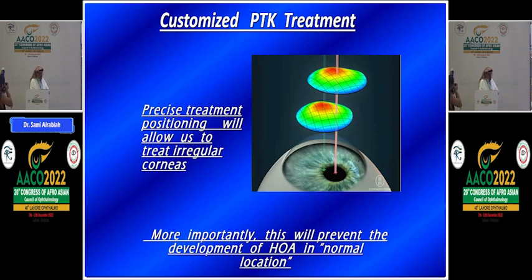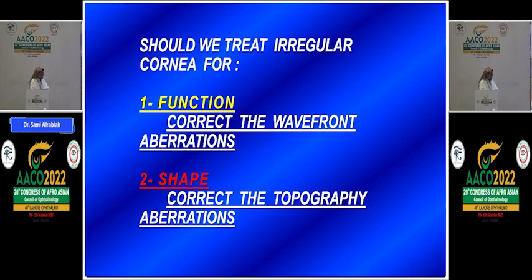And we can see here that if the eye is rotated and the energy is not going to the place needed, first of all, you are not going to correct the error. Secondly, which is more important, you are going to induce a high order aberration. So you are going to make it even worse.